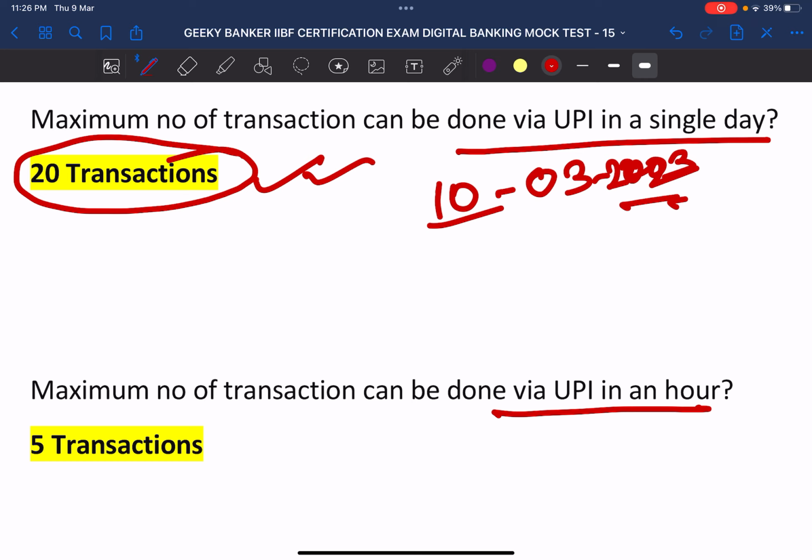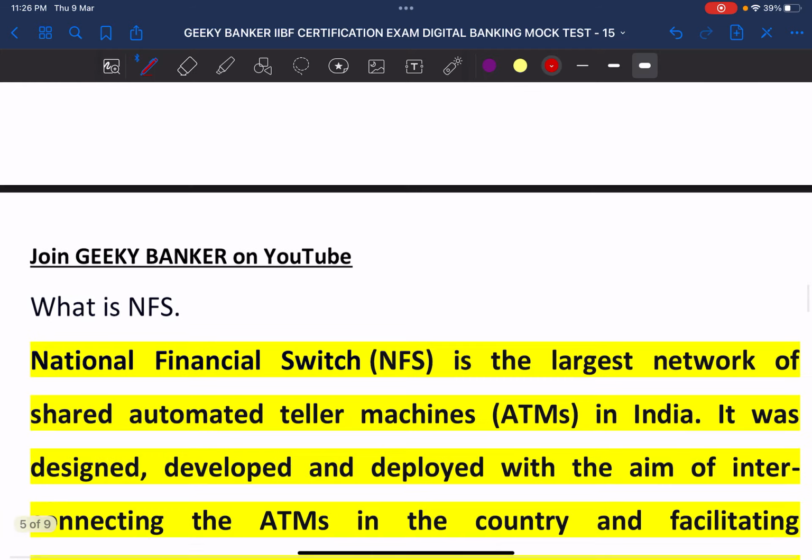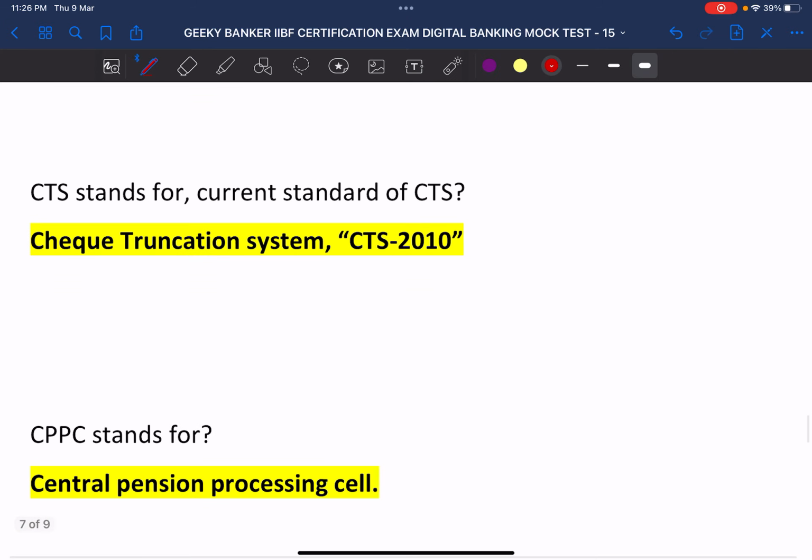And maximum number of transactions that can be done via UPI in an hour, so this is 5 transactions. So maximum number of transactions that can be done via UPI in an hour is 5 transactions. So these are the questions that I have covered in this lecture.